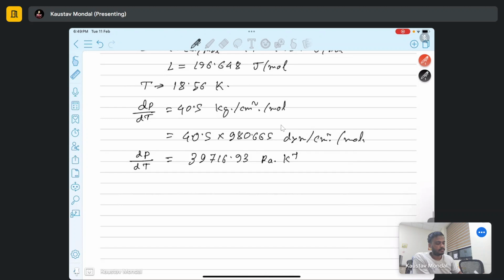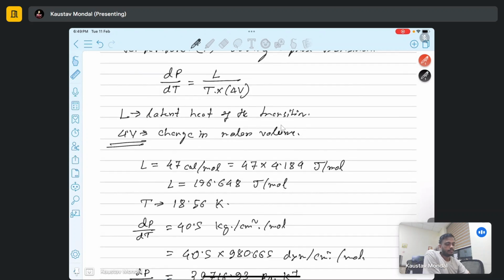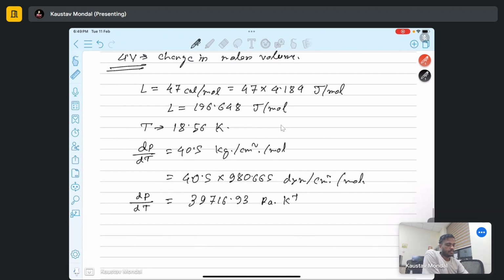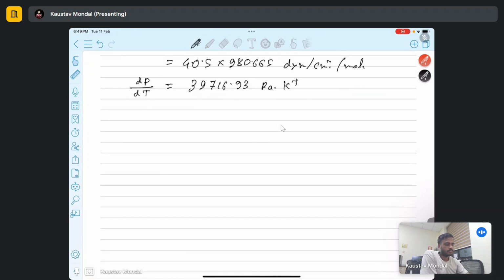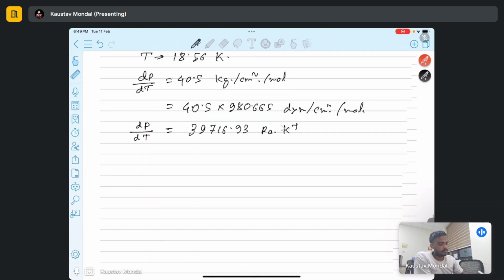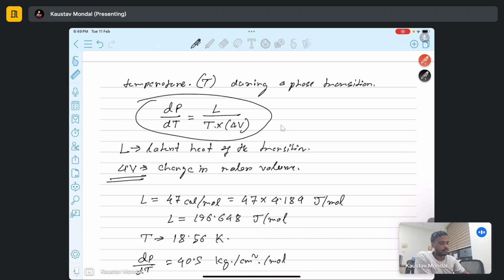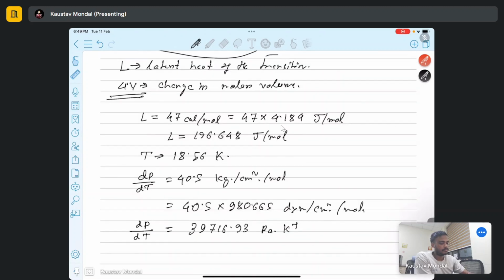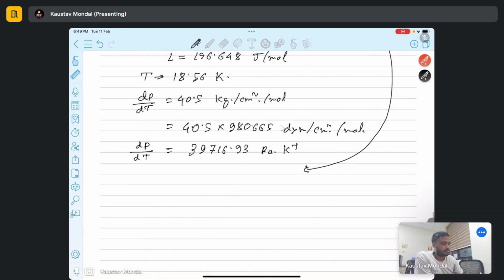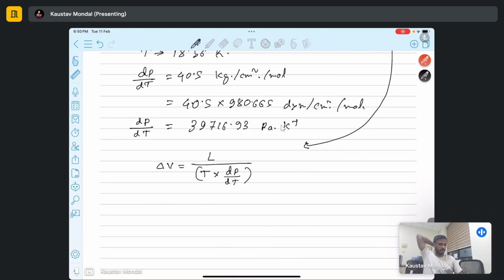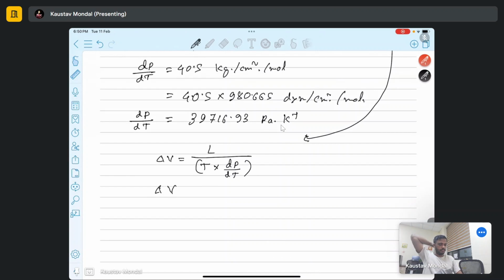So now, all of the values from this equation we have already calculated. Now just substitute all of these things into this equation. We can write this equation like this: delta V will be equal to L by T into dP/dT, right? Now I have to calculate delta V. In order to do that, just substitute all of the things.